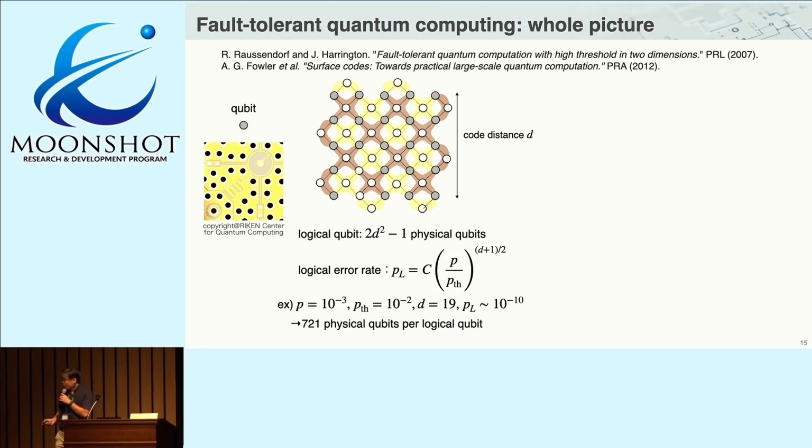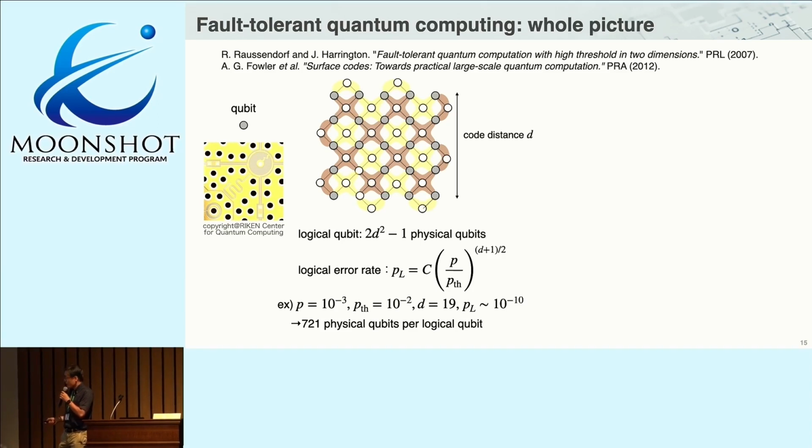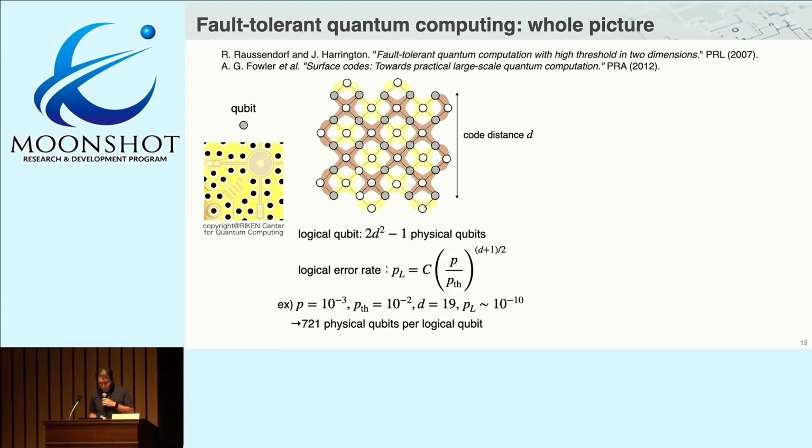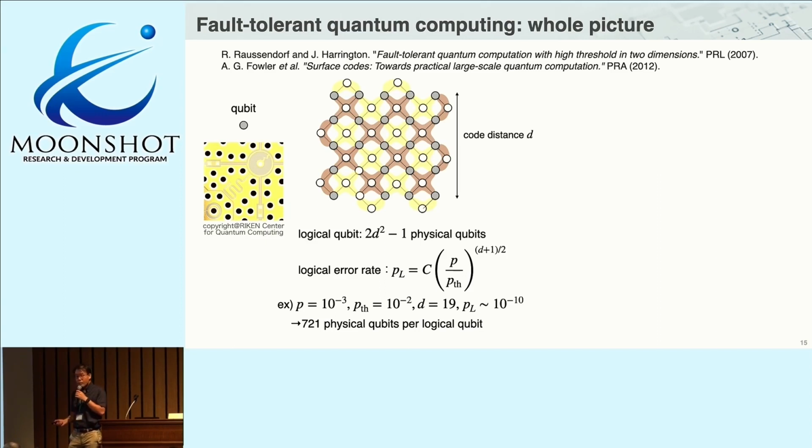And then the logical error rate is decreased in this way. Here P is the physical error probability, and P threshold is the threshold value. And the exponent of the logical error probability is determined by the code distance, (D plus 1) divided by 2. So to be concrete, for example, if the physical error probability is 10 to the minus 3, and the threshold value is 1%, and if we choose the code distance 19, then roughly speaking, the logical error probability can be suppressed to 10 to the minus 10.